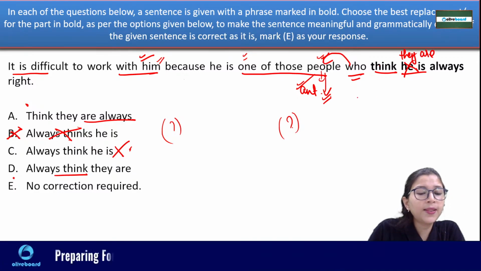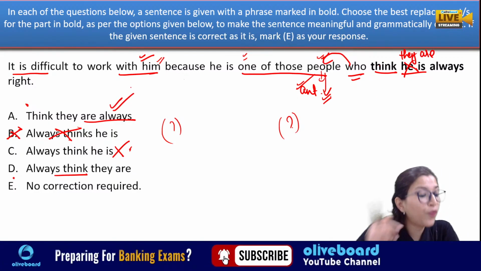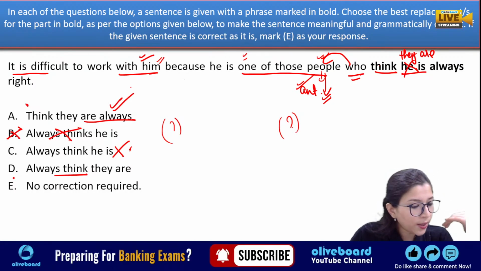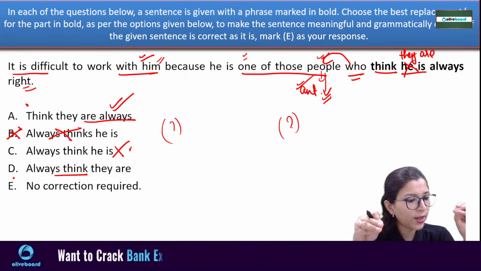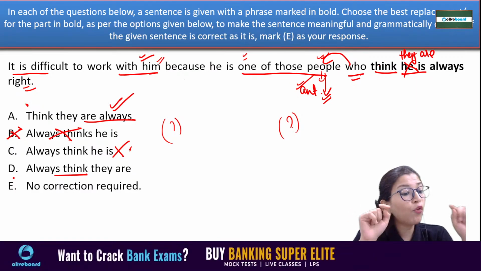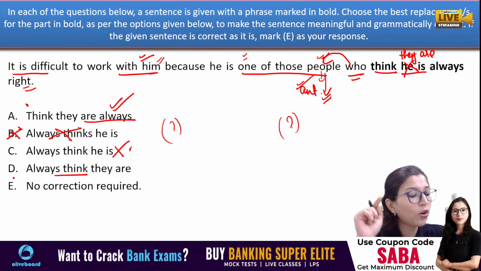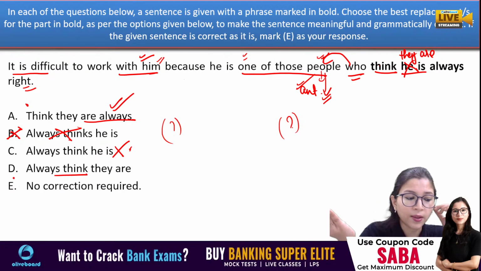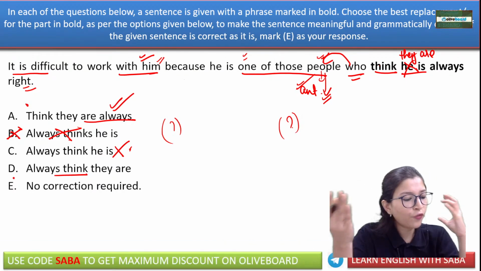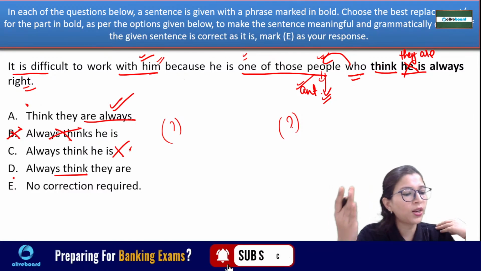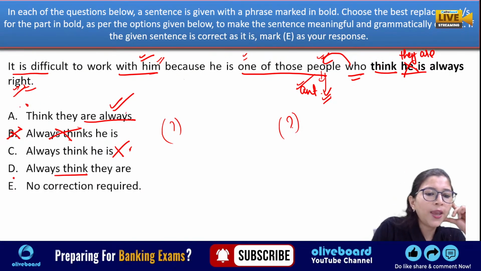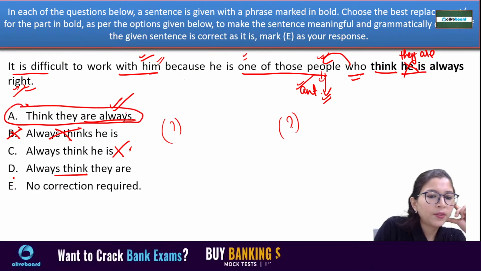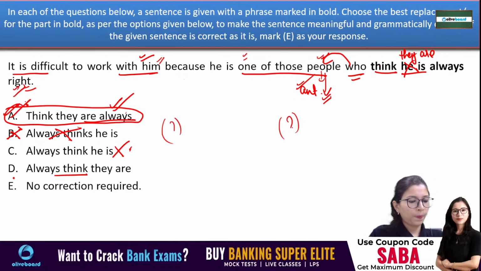Yes, who think they are always right. Always will qualify the word right, not think. They do not always think; they think that they are always right, that they can never make a mistake. Okay, there are some who always think that only they are flawless, that they can never make a mistake. So this word always is qualifying the word right. It is not qualifying the verb think. So A is the correct answer. This is the correct answer, A.